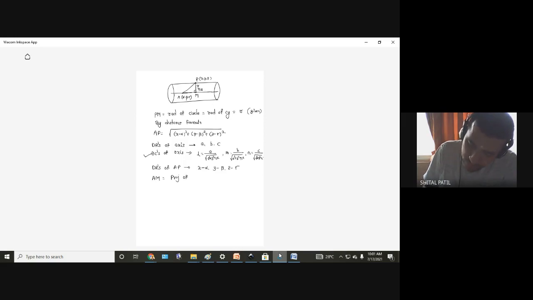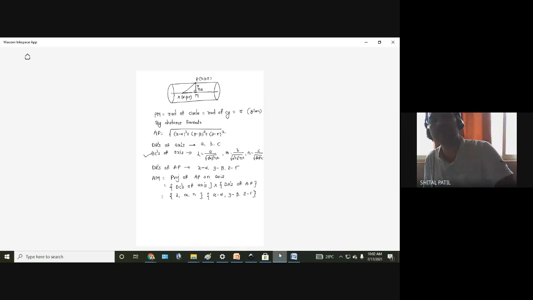Whose projection of AP? Where? On the axis. Okay, and how to find this? Direction cosines of the axis, projection on the axis, therefore direction cosines of the axis into direction ratios of whose projection? Of AP. Therefore, तो इसको मैं लिखता हूँ. This is L, M, N. This is also known to us, X minus alpha, Y minus beta, Z minus gamma.